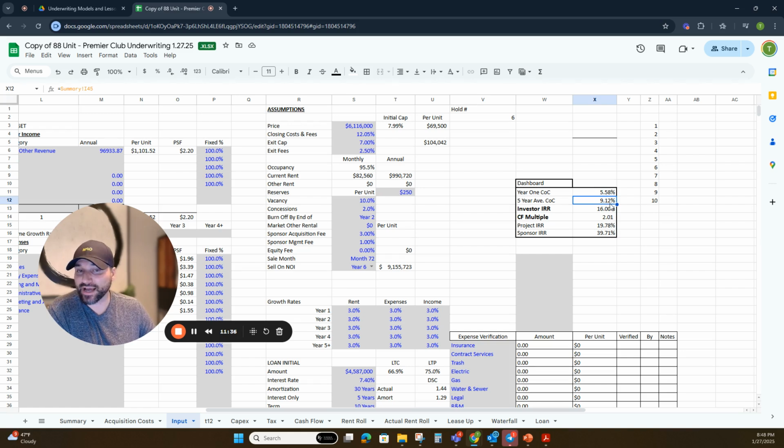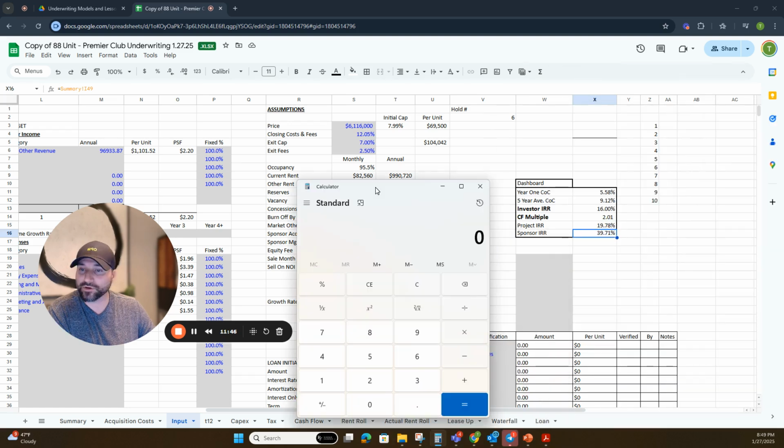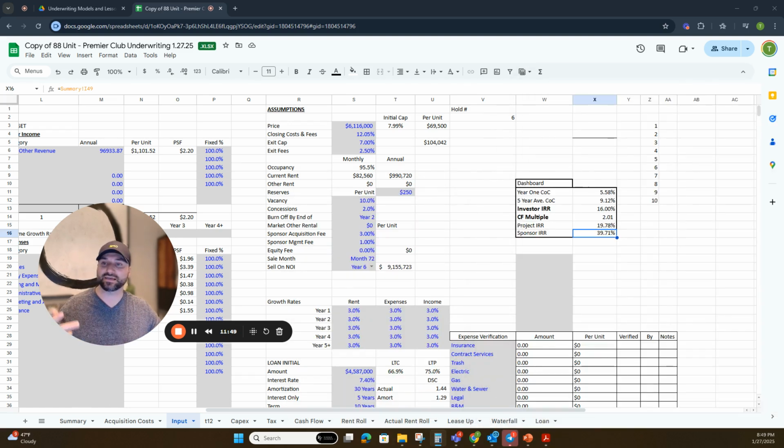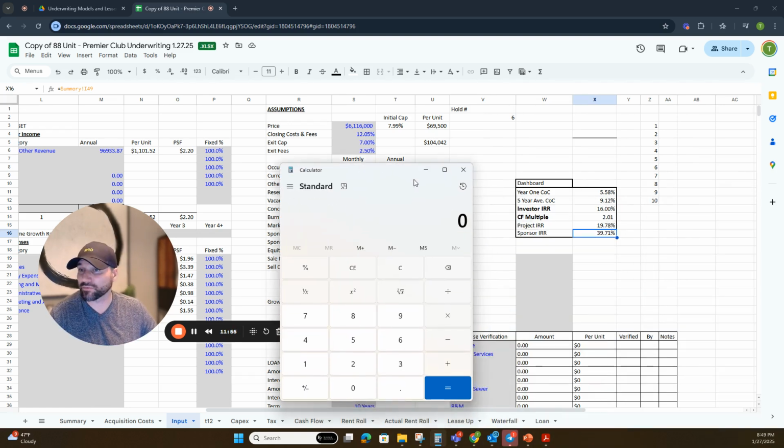5-year average cash on cash, 9%. Better than you'll get putting your money in a CD. Sponsor return is obviously very good. But this is where you go back to your brokers and you say, guys, even at 69,500, it is not a deal that a lot of people are going to think is worth doing.